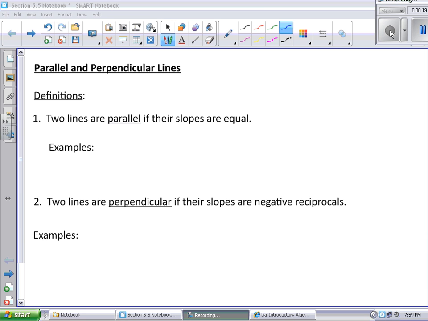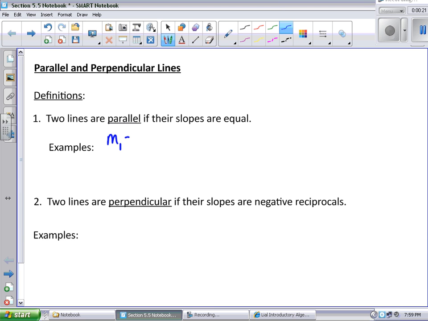Two lines are parallel if their slopes are equal. So examples would be if the slope of line 1 is 4, then the slope of a second line would also have to be 4. Those lines would be parallel. Slope of one line is -3, and the slope of the second line is -3. Those pairs of lines would be parallel.